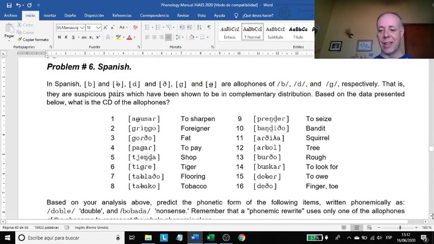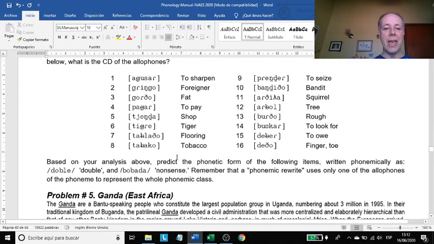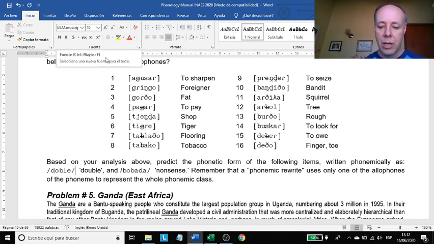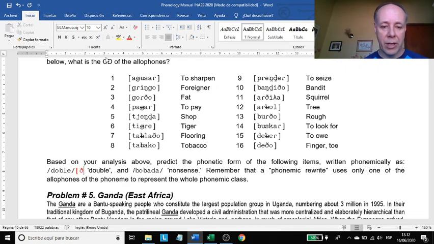Now, the exercise says, after that, based on your analysis above, predict, because allophones are predictable because they have rules, predict the phonetic form of the following items written phonemically as doble. How do you think it should be? What should the transcription be? So something like doble, like this. Let me see. Like this.